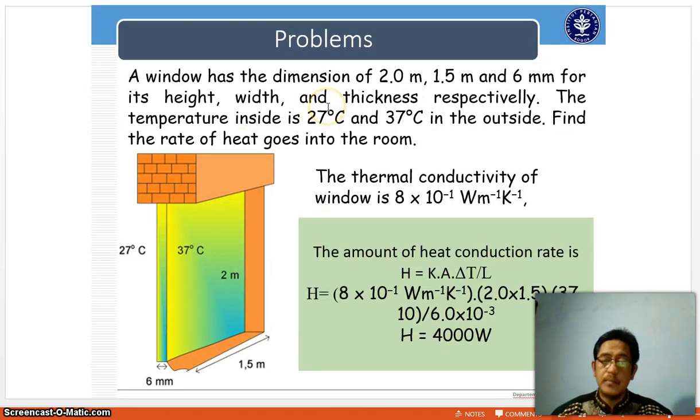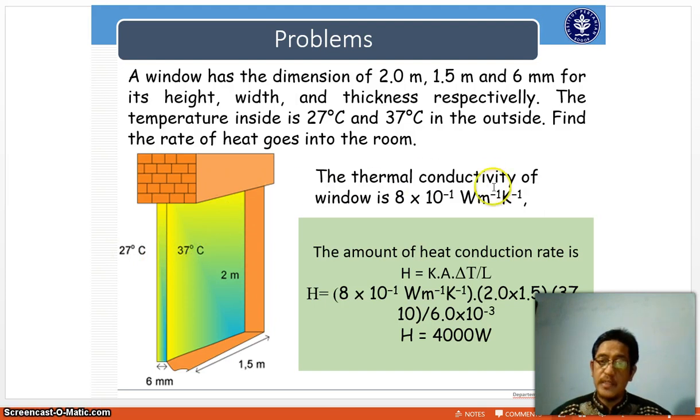The next problem is again related to thermal conductivity. We have a window with dimensions 2 meters times 1.5 meters. So you can find the area: 2 times 1.5, which is 3 square meters. And the difference in temperature between outside and inside the room is 37 minus 27, so delta T is 10 degrees.